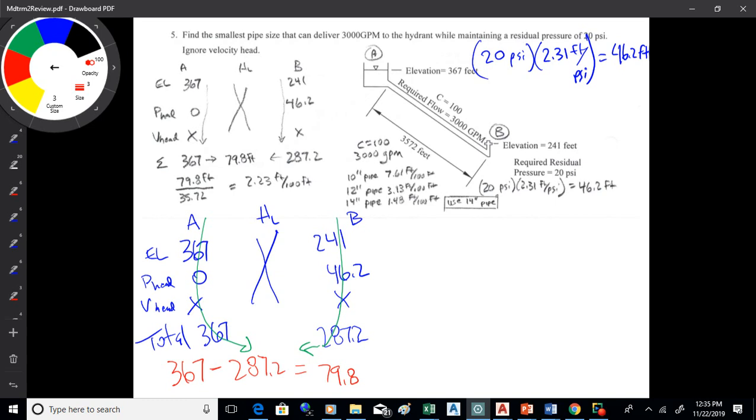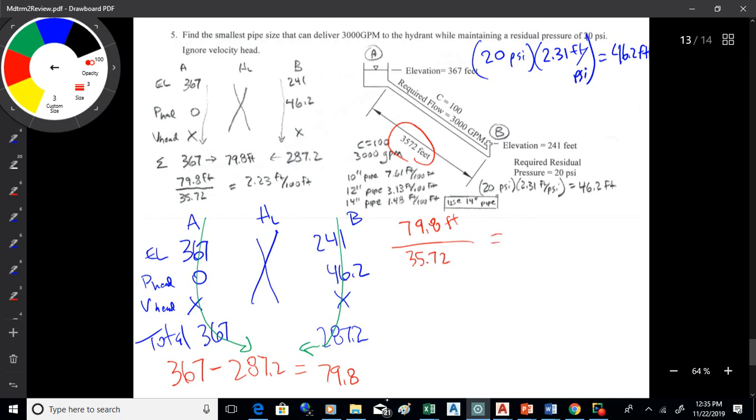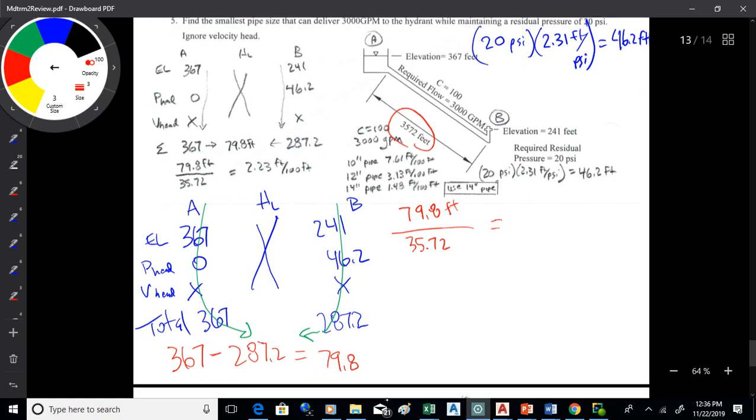Now, we got 79.8 feet total, but that pipe is 3,572 feet long. That's a long pipe. So that's 35.72 100-foot lengths. If we divide that out, we take 79.8 total allowable feet of head loss and divide it by the number of 100-foot lengths, we get the allowable head loss per 100 feet. It's 2.23.